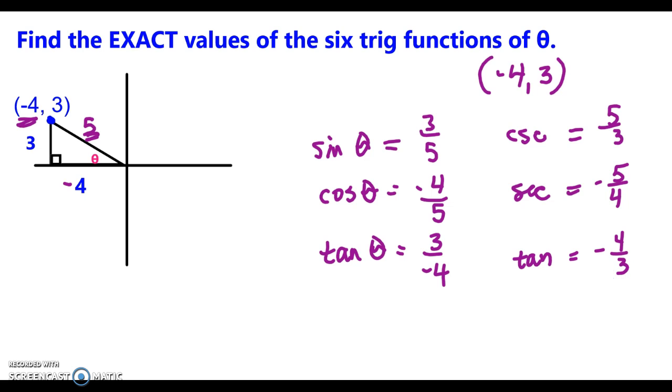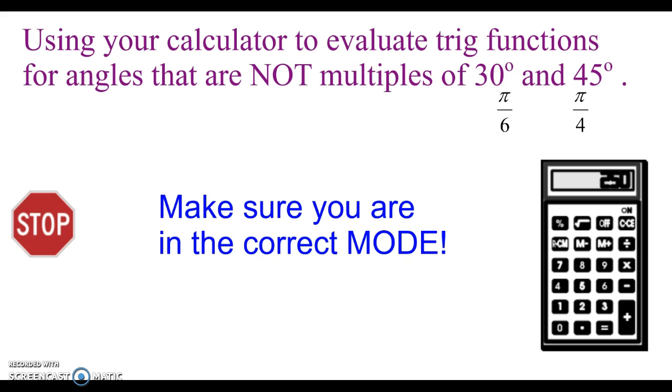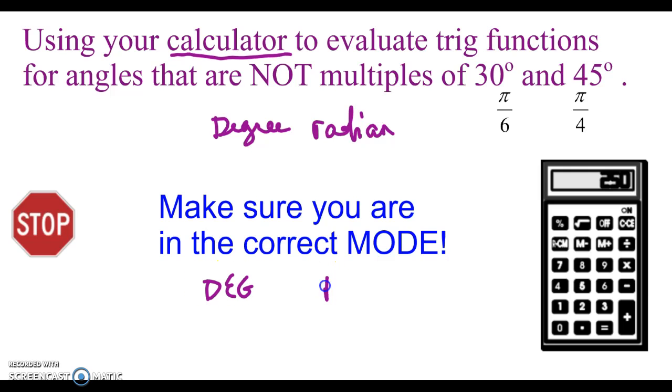Real quick, using your calculator to evaluate trig functions for angles that aren't multiples of 30 or 45 degrees, make sure you're in the correct mode. So you would need to go to settings and switch to the appropriate mode, either degree or radian mode. It's nice because with the new operating system in the top right corner, it should tell you DEG if you're in degree mode, or it'll tell you RAD if you're in radian mode.